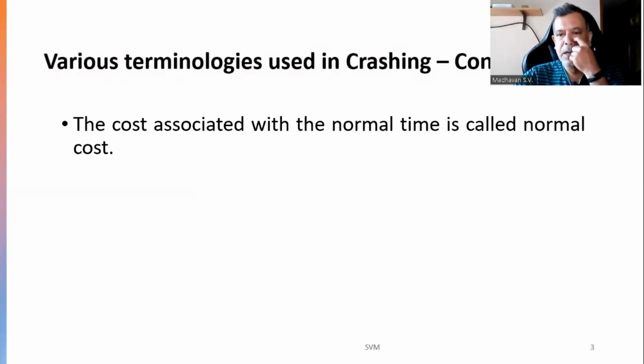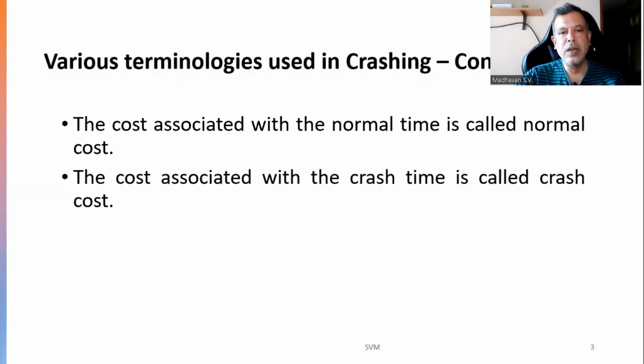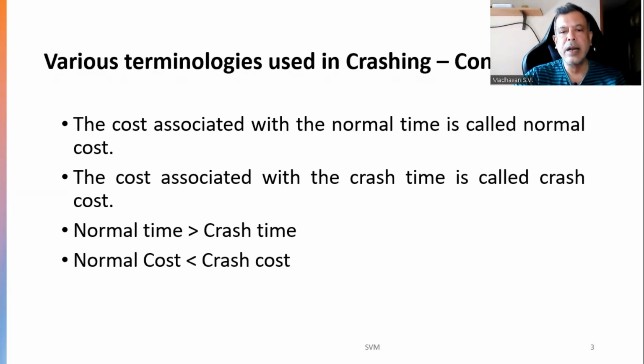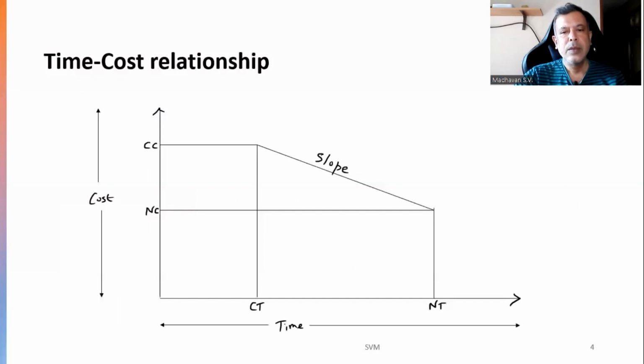The cost associated with the normal time is called normal cost, and the cost associated with crash time is called crash cost. Generally, it is quite obvious that normal time will be more than crash time, and crash cost will be larger than normal cost. So this will be the time-cost relationship.